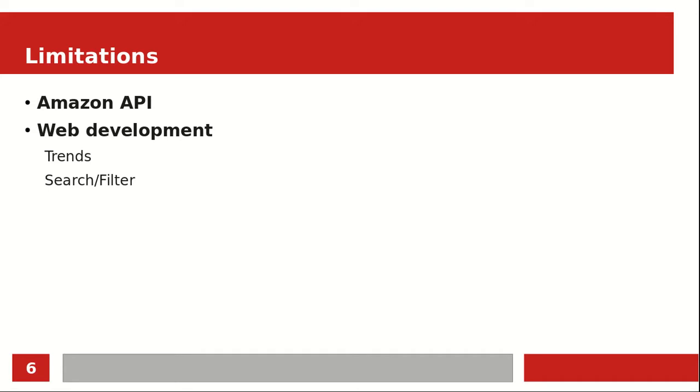Some of the limitations I had were that I didn't have access to an Amazon API, and so I wish I could show more product data instead of just Amazon URLs. And if I had this backend hooked up to a front end website, I could actually show trends over time, like month or week, or add search and filter capabilities.